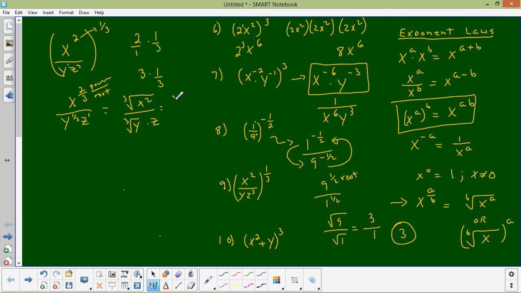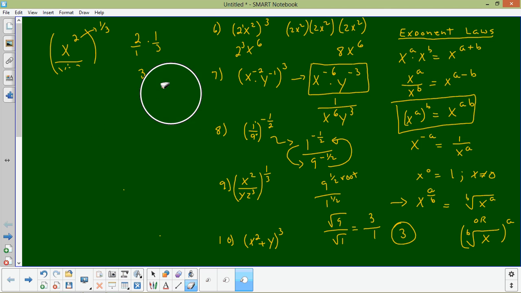And it is, I suppose, noteworthy that it could be written cube root of x squared over cube root of y times z. All right. And so working between the fractional exponents and the radical notation, you want to make sure you're familiar with both of those.